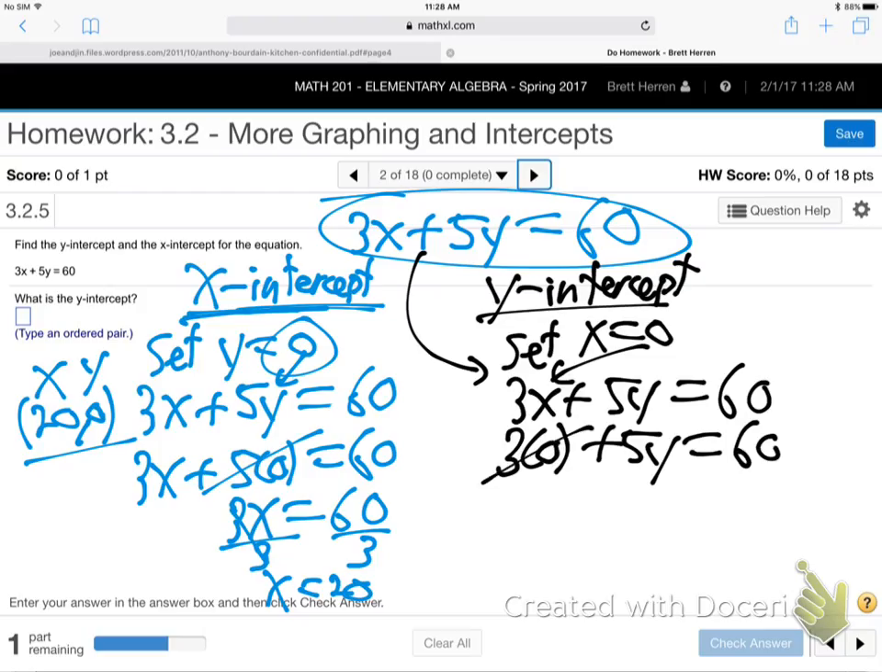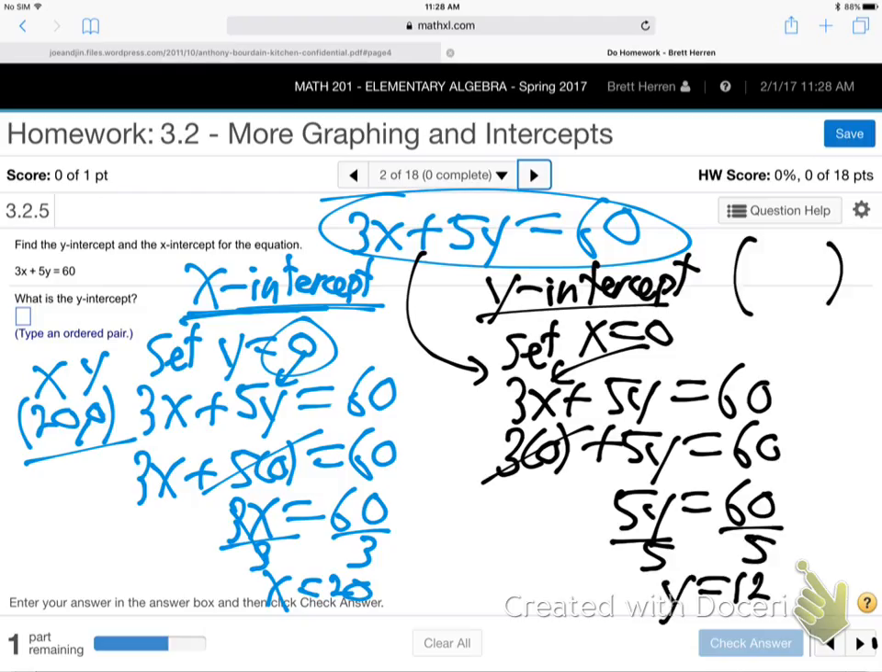Like that, that's gone. 5y is 60. Last step is divide. y is 12. But it's not just 12, is it? What is it? Well, it's (0, 12), because the x is 0 and the y is 12. So there's that one, there's that one. We got them.